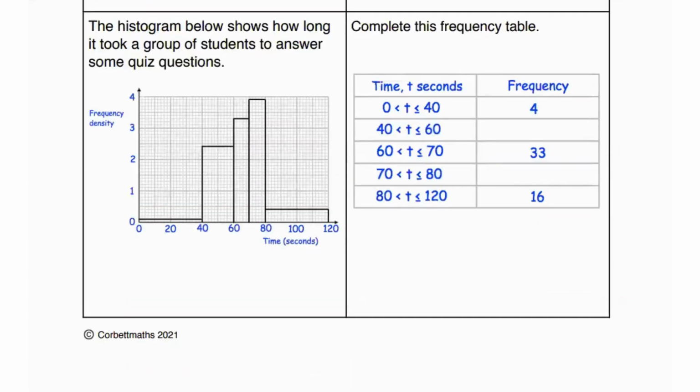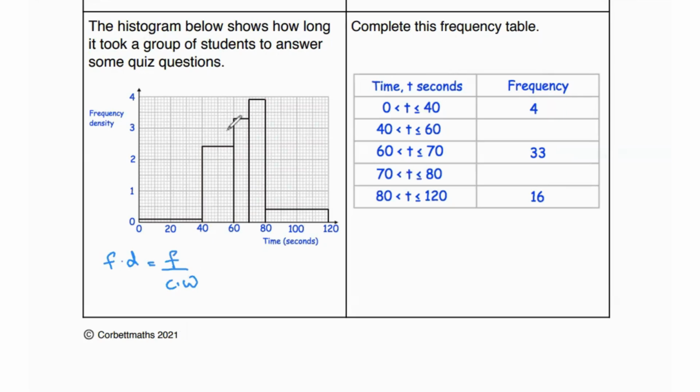Next question says the histogram below shows how long it took a group of students to answer some quiz questions. Complete the frequency table. So as you can see in the histogram, they've given us the frequency density. Frequency density has the formula of frequency over class width. Class width is the difference between the intervals given, and frequency is in the next column.